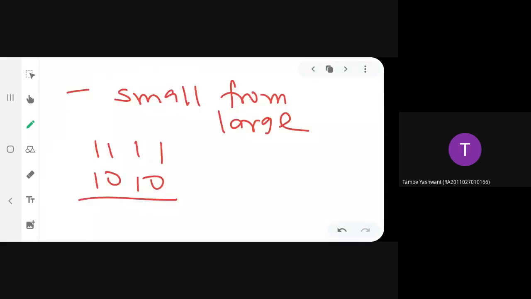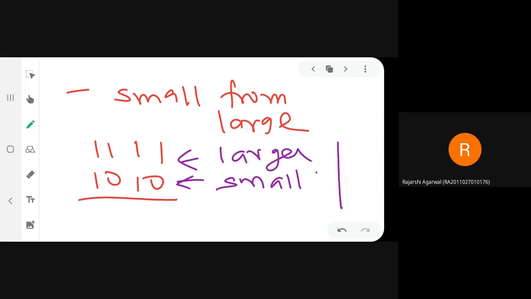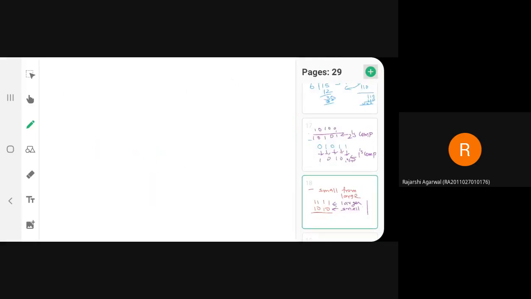Now the first case we will discuss under 1's complement subtraction. Suppose you compare these two numbers, which one is small and which one is large? The first one is larger. This is a small number and this is a larger number. So from a larger number, I want to subtract a small number. So what is the procedure that you learned? I'm going to subtract 1010 from a larger number.